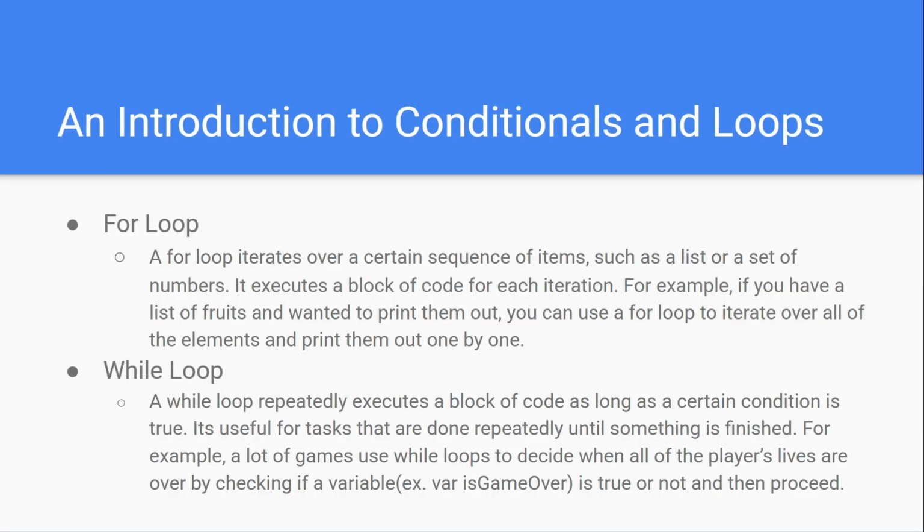An introduction to conditionals and loops. A for loop goes through a sequence of items, such as a list or a set of numbers. For example, if we have a list of fruits, a for loop can go through the list and print each fruit one at a time. A while loop repeats code as long as a condition is true. For example, a game may use a while loop to continue running until the player loses all their lives or the game is over.